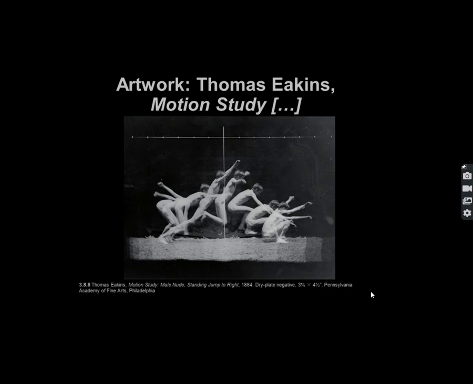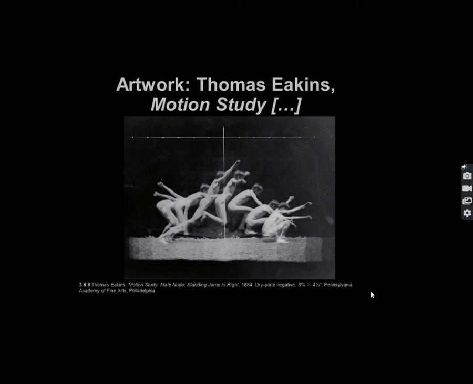Thomas Eakins is an American artist who used photography for many different ways. He liked to experiment with photography. Here he's showing motion. So this is a little bit different. We've seen paintings try to show implied motion, but when it's a photograph now, it is actual motion. In a way, it's still a two-dimensional thing, so that's kind of a strange double-edged sword.